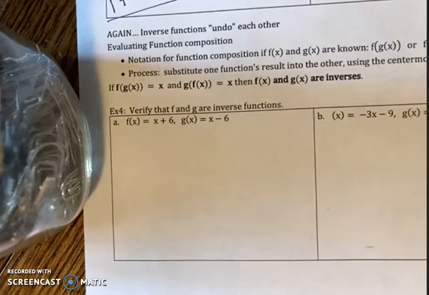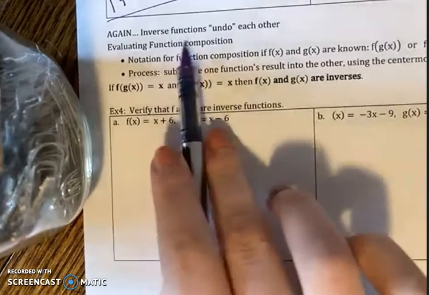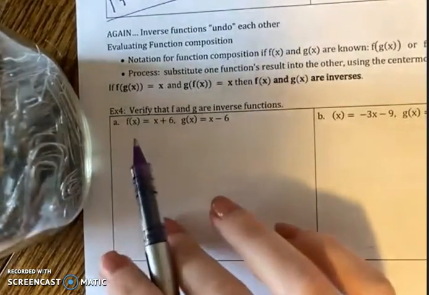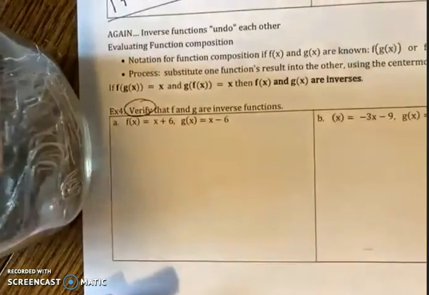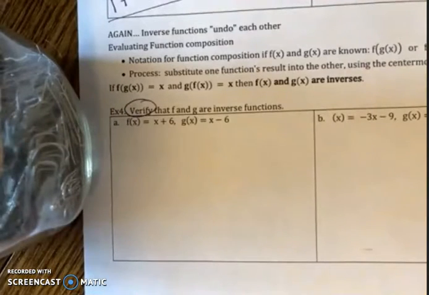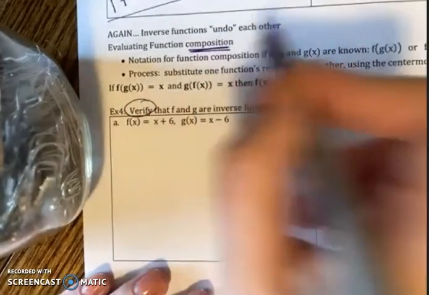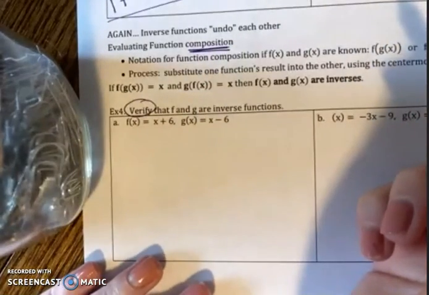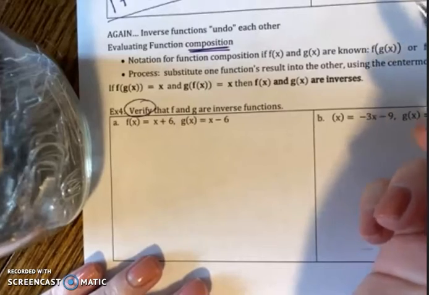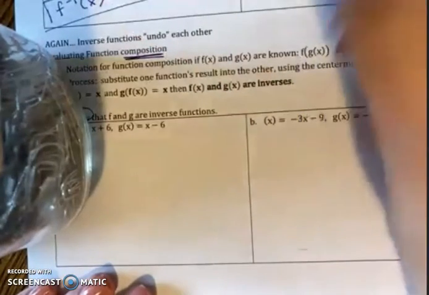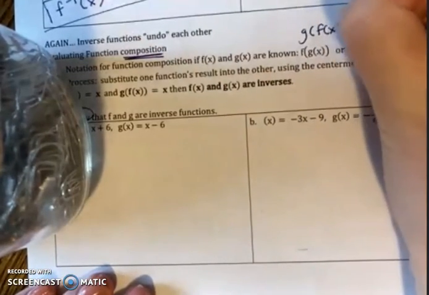Once again, I would like to remind you that inverse functions undo each other. And we're going to use this idea when we're trying to verify whether or not two functions are, in fact, inverses of one another. In order to do this, we use what's called composition functions. Composition is when you plug one function into the other function. What that looks like is f of g of x or g of f of x.